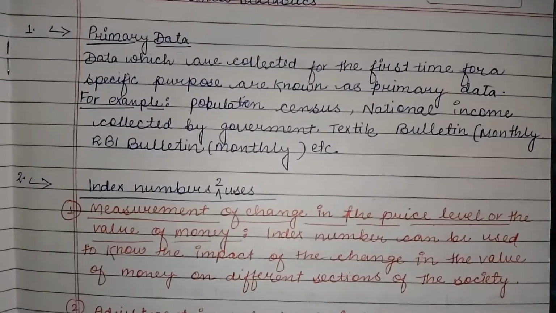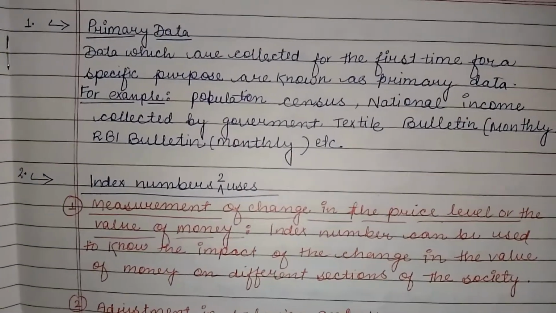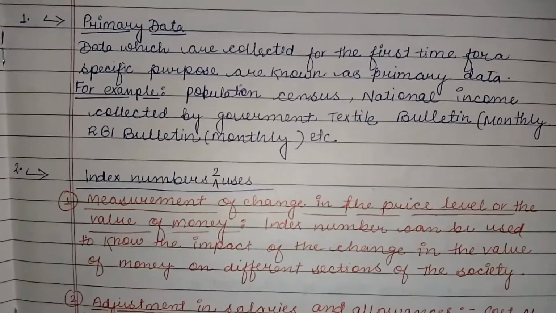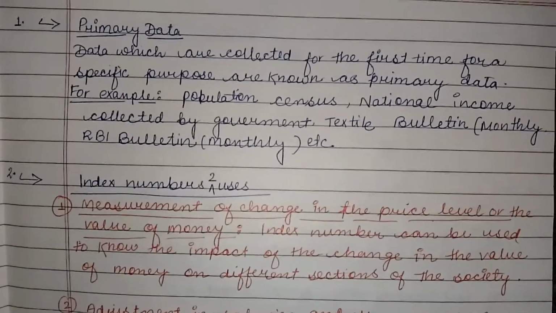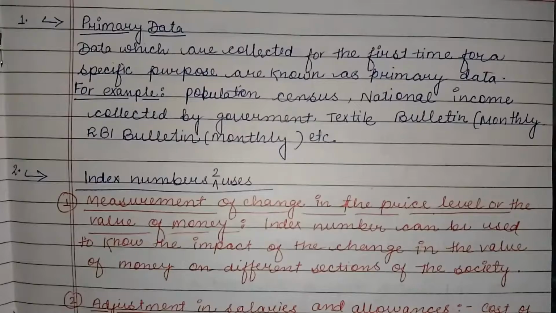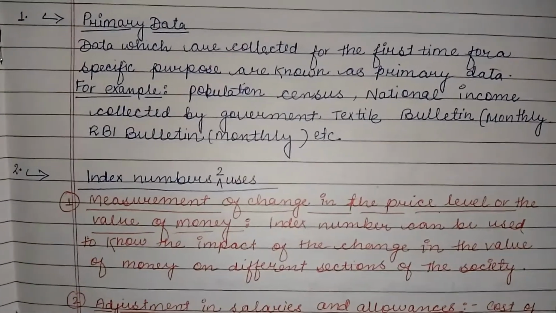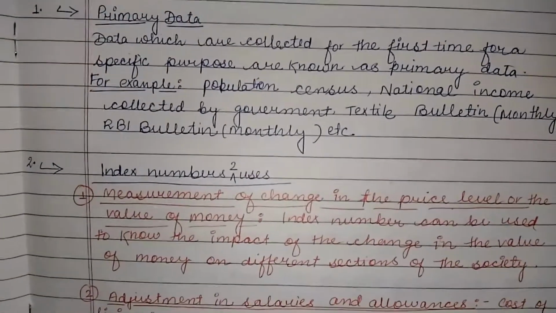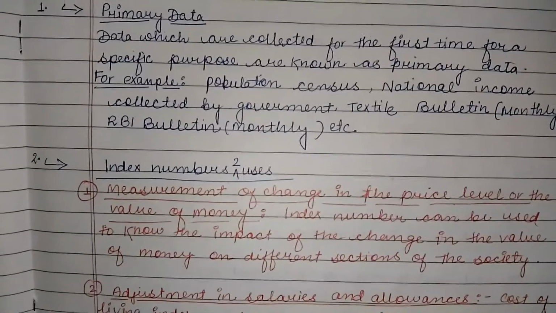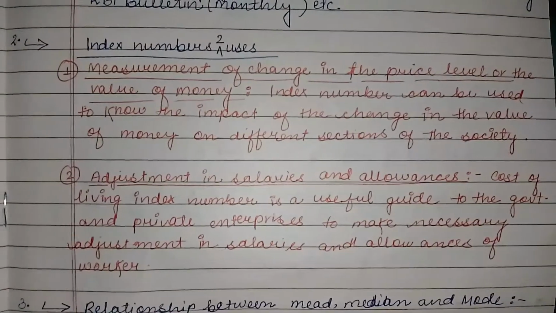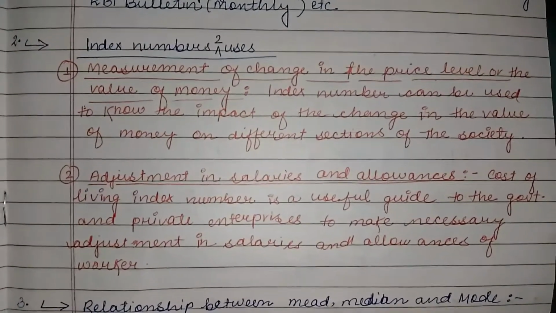Data which are collected for the first time for a specific purpose are known as primary data. For example, population census, national income collected by government, textile bulletin, RBI bulletin, which is collected monthly.